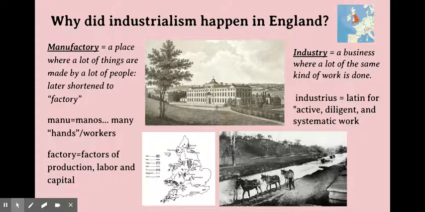Question number 2. Why did industrialism happen in England and not in other places? England is this little tiny island way up in the north. So why would all of this start there? First, I want to look at a few vocabulary words.